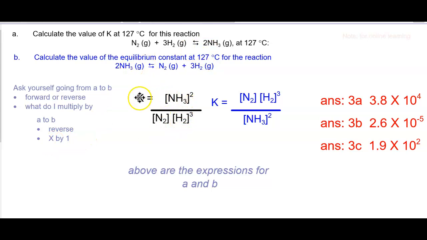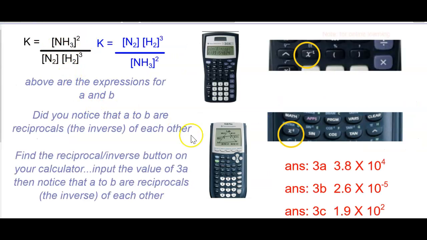If you notice, if we did the expression for A and the expression for B, the expression for A here in black, the expression for B here in blue, they are the reciprocals of each other. I apologize, not reverse, inverse of each other. So that's kind of explained here. Here was our K for A, and this is our K for B. Above are the expressions for A and B. Do you notice that A to B are reciprocals or the inverse of each other? So if you recognize that you have a value of K for one reaction, and all you need to do is reverse it, then you can take the reciprocal of the value of K that you have. This is the button you're looking for on your calculator to do the reciprocal.